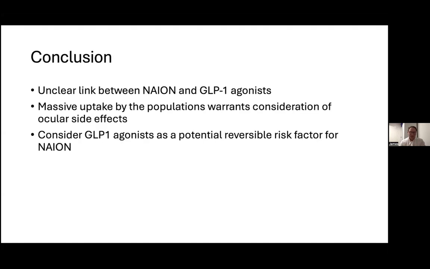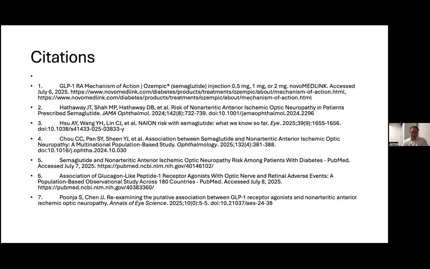And so in conclusion, there's, I'd say, an unclear link between NAION and GLP-1 receptor agonists. However, given there's been such a massive uptake in these medications, and us as clinicians are becoming more and more likely to see patients on them, and the associated risk factors that are already established for NAION, I think it's reasonable to consider these drugs as potentially reversible risk factors for NAION, as we have potentially seen in this initial case presentation. These are the citations, and thank you very much.